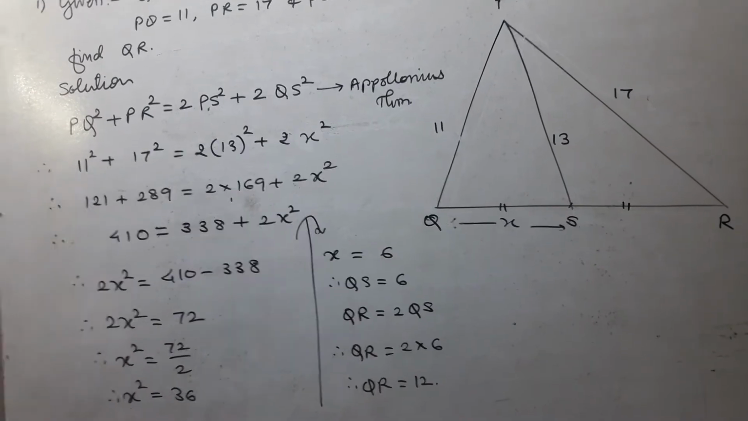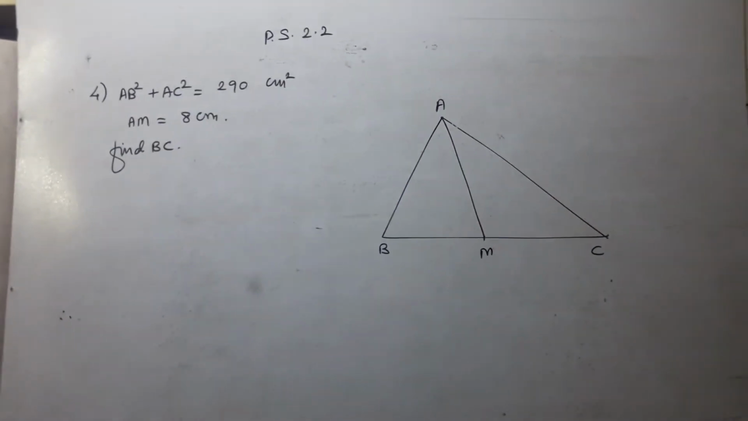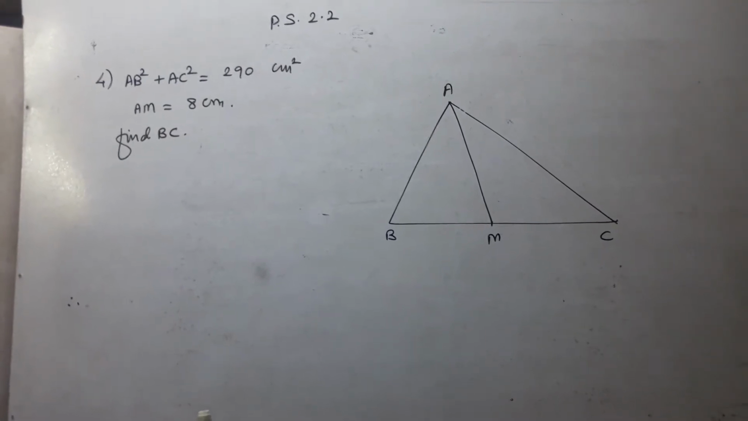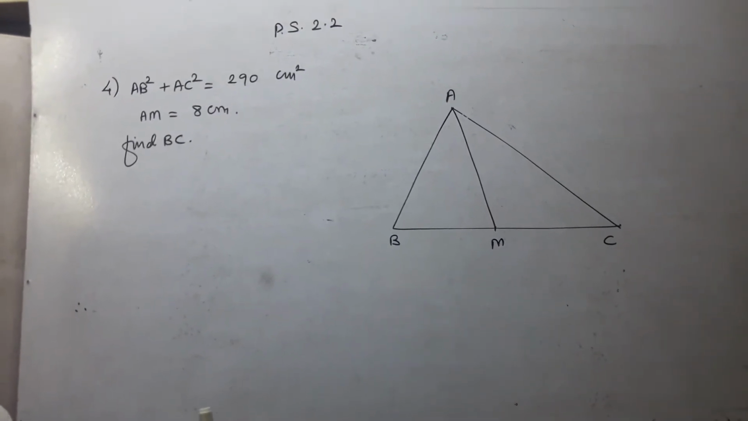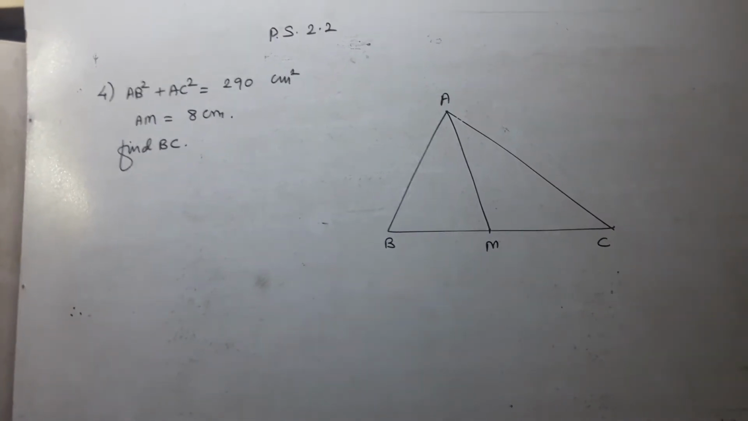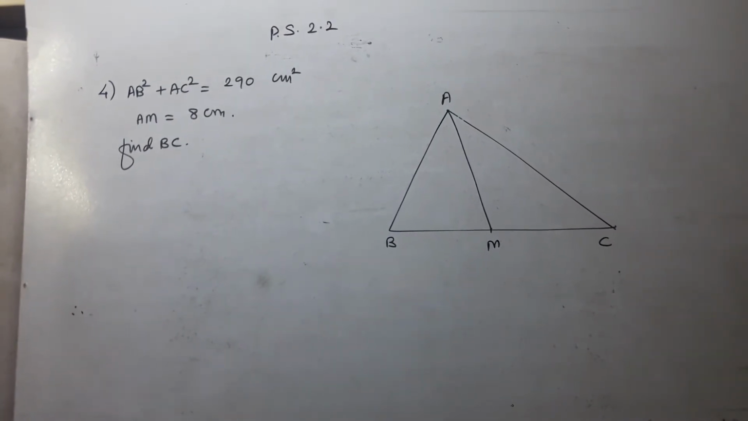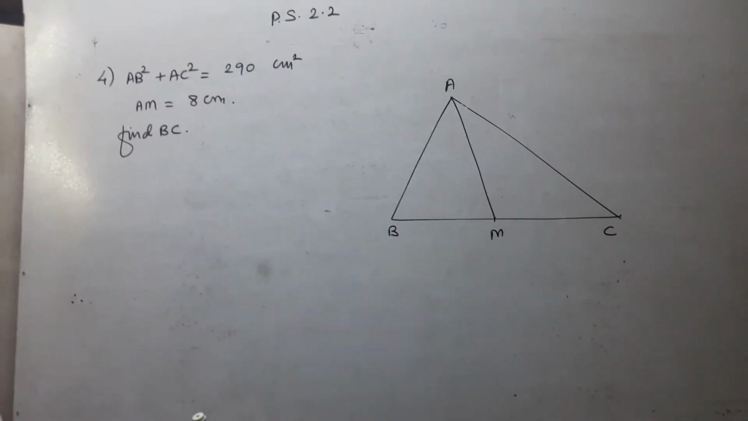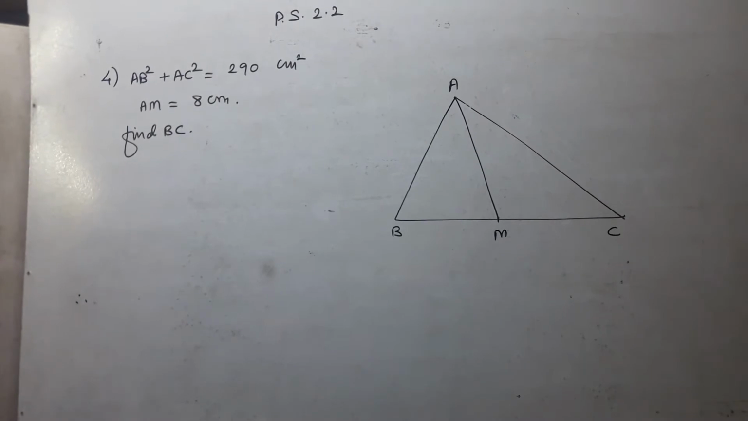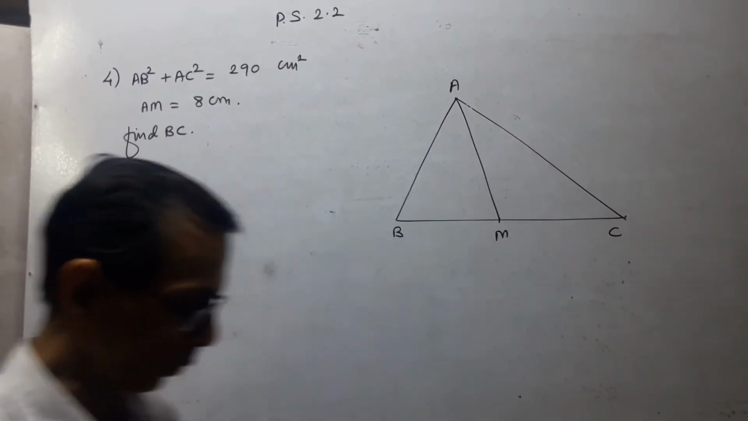So on page 43, practice set 2.2, the first sum we have just solved. The second sum you try, and the third sum we have already proved. The third sum is what you proved just now, Apollonius theorem. You will find in the third sum there are two parts, first and second, and these are the two separate parts of Apollonius theorem which we already proved.